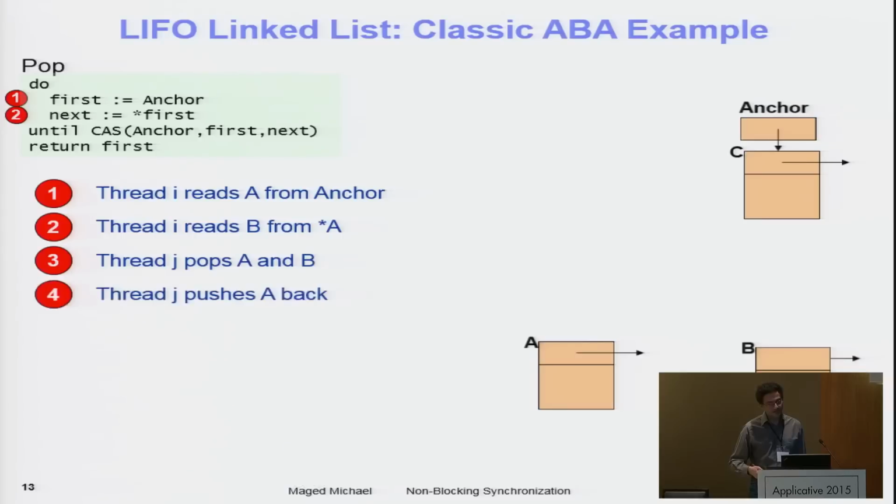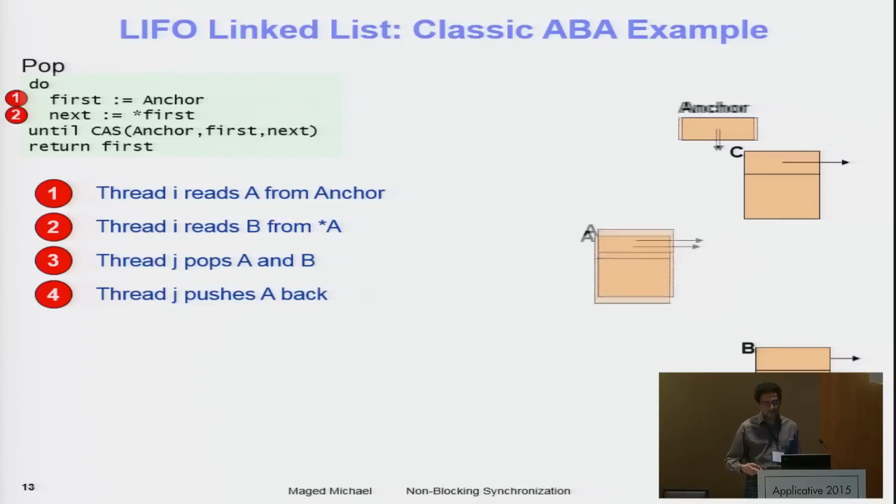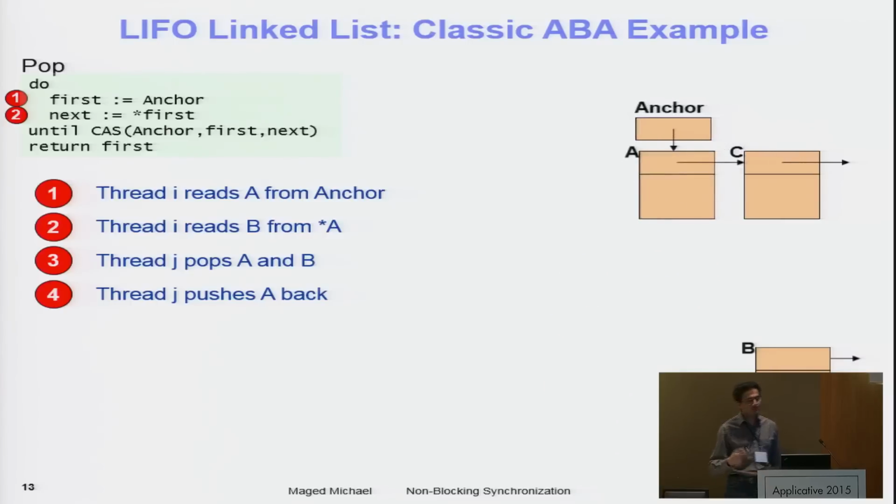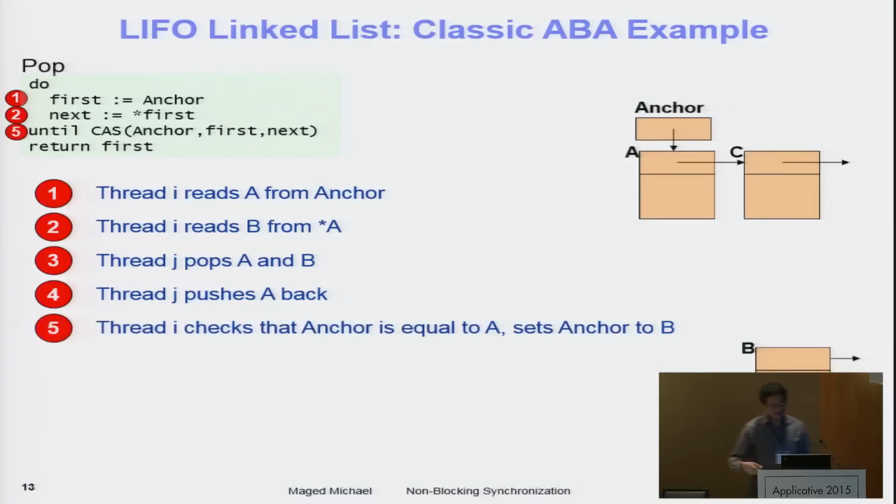That's fine, but then thread J comes back and pushes A back. So now the anchor is back to the value A that thread I has seen, but block B is just out there. Who knows? It might be used in some other data structure. It might have changed values. It's not part of the data structure anymore. So now thread I wakes up and checks that anchor is equal to A, and it succeeds, and sets the anchor to B.